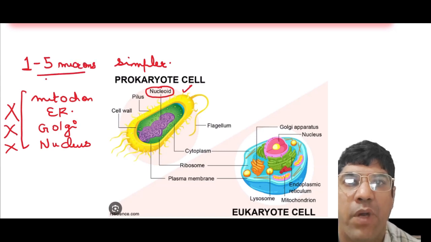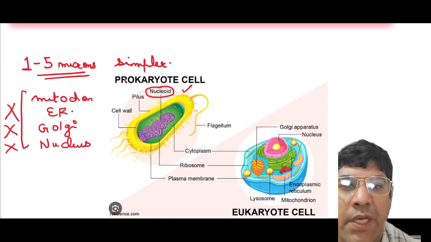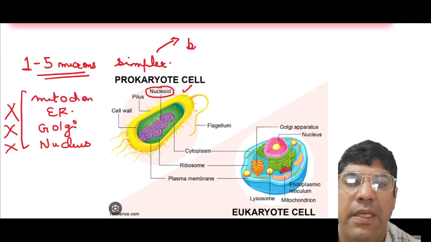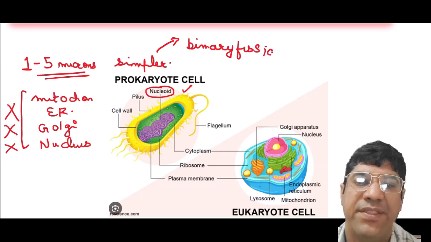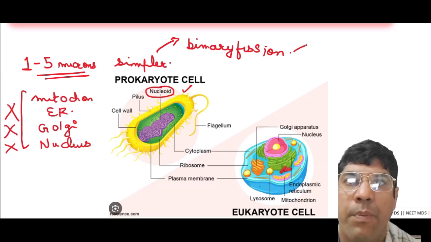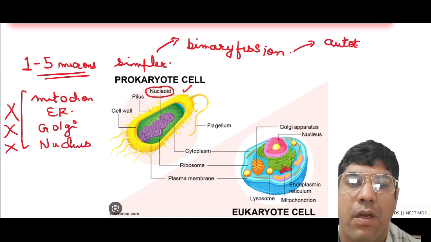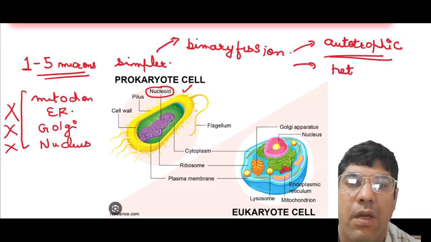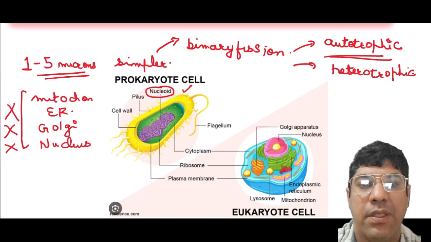So how do these prokaryotes reproduce? They reproduce asexually through a process known as binary fission. That is the division of one cell into two identical daughter cells. So prokaryotes can either be autotrophic, which means they can make their own food through photosynthesis, or they can be heterotrophic, which means they obtain nutrients from other sources.